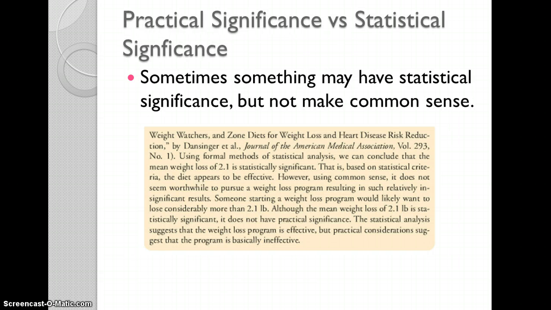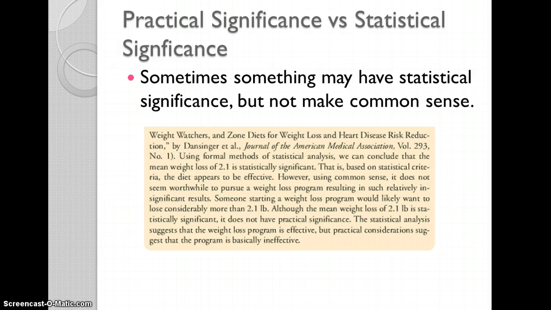Okay, and then the last thing that happens in 1-2 is we talk about practical significance versus statistical significance. So something can be unlikely to occur just by chance, but it may not be practical or may not mean that much to your everyday life. So your book uses this example of weight loss programs where they can show that the average weight loss after a year was 2 pounds.